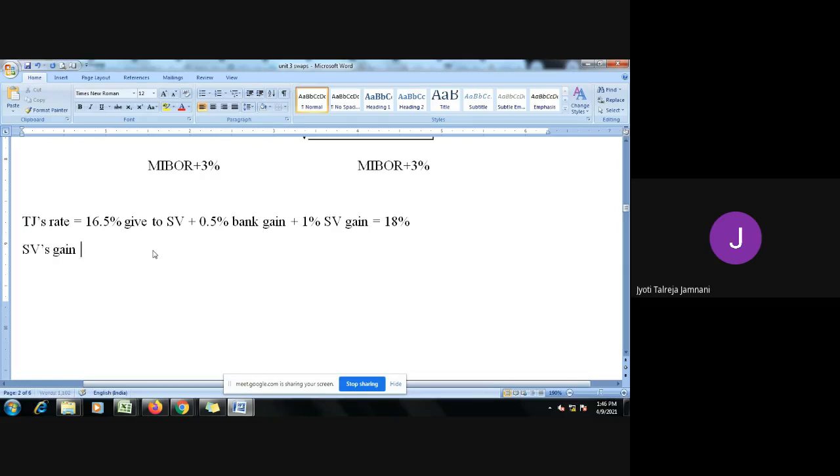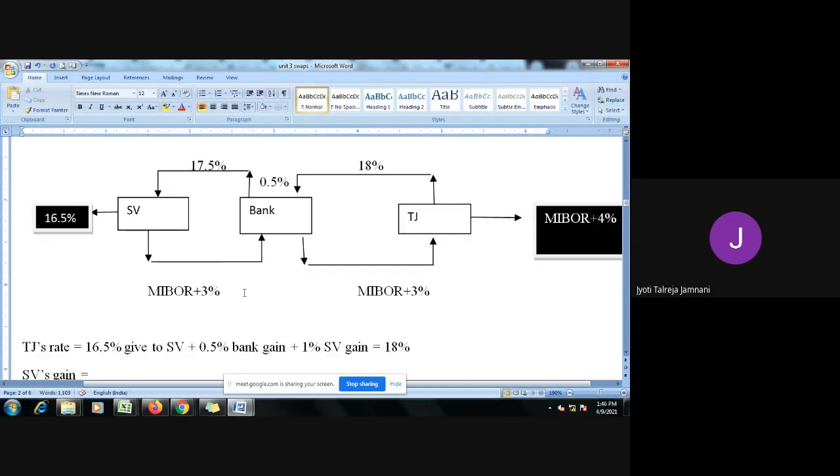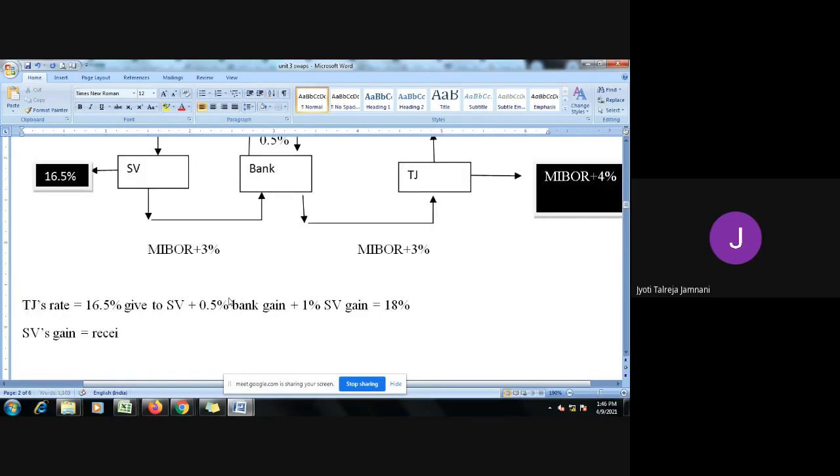So SV's gain. Okay, SV has received how much from TJ? It has received 17.5% from TJ. From this, minus what it has paid in the open market, 16.5%. So the gain is 1%. Now we will see TJ's gain.